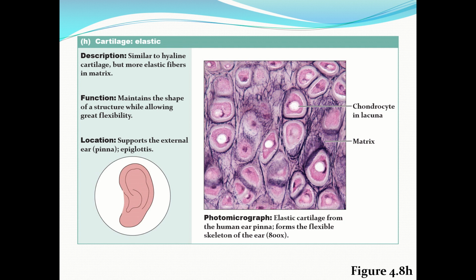This is elastic cartilage, and it has elastin fibers scattered throughout the tightly wound collagen fibers, and this allows for more flexibility and is seen in the ears and the epiglottis. And again, the chondrocytes are in their lacuna, and this is not a highly vascularized tissue.